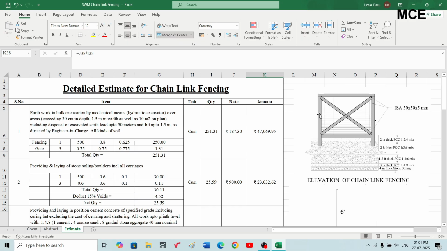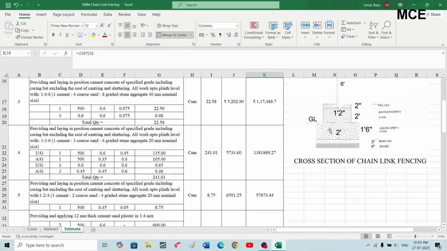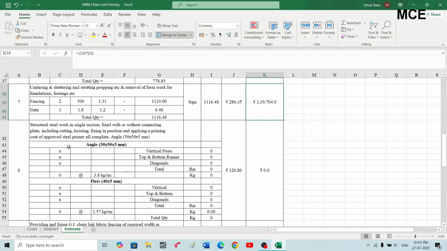So vertical post is 1 and 2. Then we have the horizontal top and bottom runner, which is also of ISA 50 into 50 into 5 mm, that is equal angle section, 50 into 50 into 5 mm. Then we have two diagonals. Okay, and in order to fix the chain link fencing, we have to provide the flats also. Flats will be provided along the top and the bottom runner and also along the vertical post.